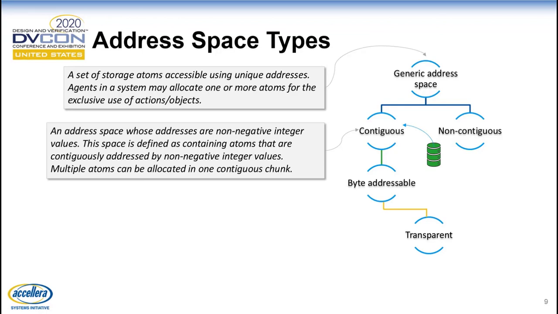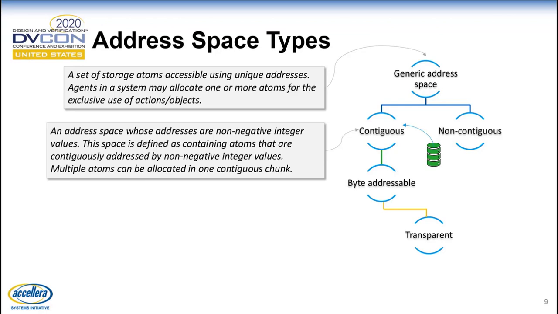Now, what does it mean, atom? Well, a common example of a contiguous address space is your system memory, right? It is bytes that you can address if it is a byte addressable memory, or it could be a disk drive where you have blocks which are contiguously addressed from 0 to whatever, and that's what is shown here.